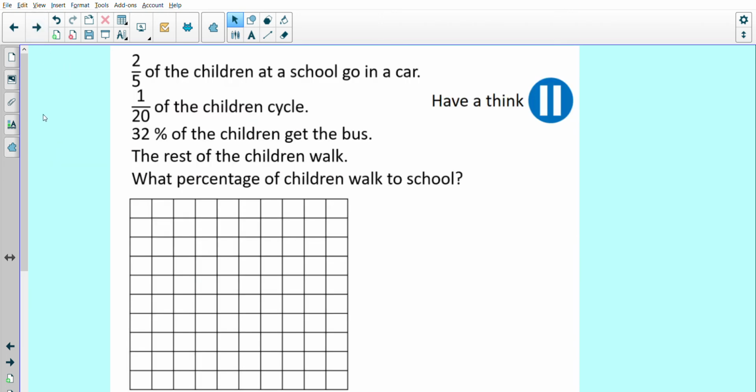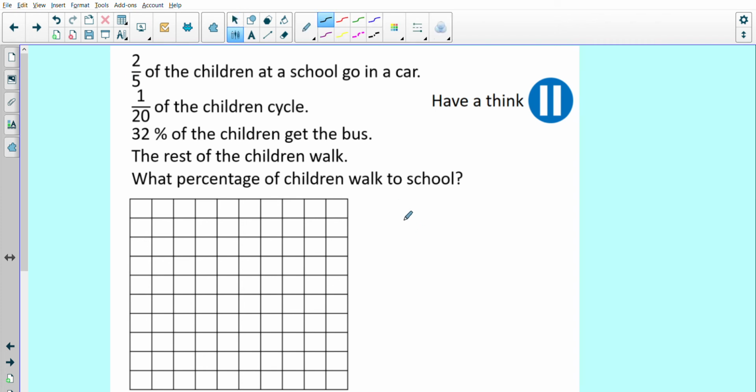So, a little bit of problem reasoning now. 2/5 of the children at a school go in a car. 1/20 of the children cycle. 32% of the children get the bus. The rest of the children walk. What percentage of children walk to school? So, we're going to think about this as percentages. We're going to change them all so that we can work out the answer.